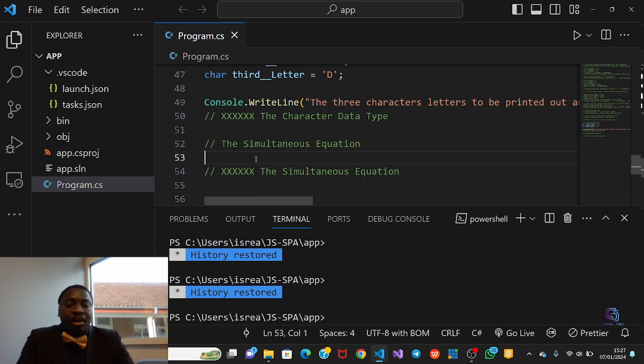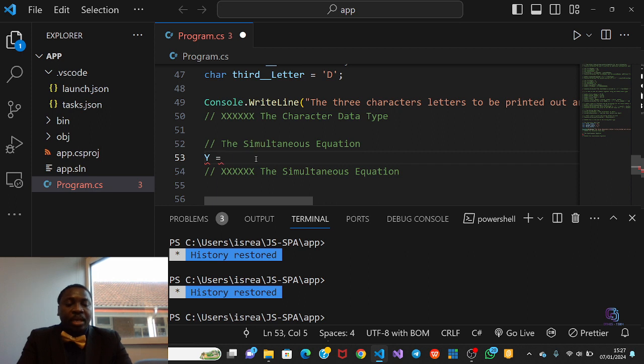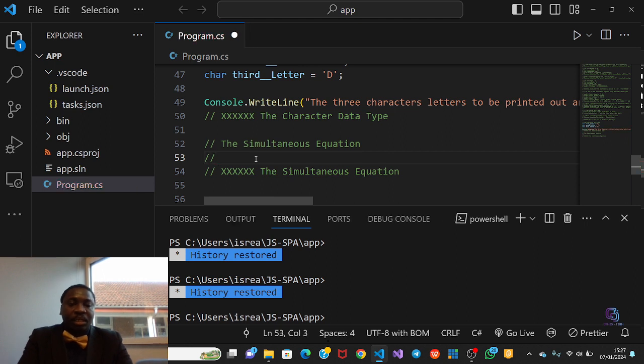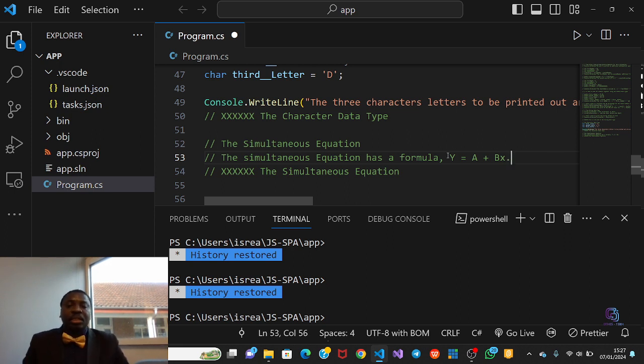So the simultaneous equation has this formula. Sorry, I'm just trying to give an example. Let me do the comment. This simultaneous equation has a formula: y is equal to a plus bx. So that's the formula for a linear simultaneous equation.